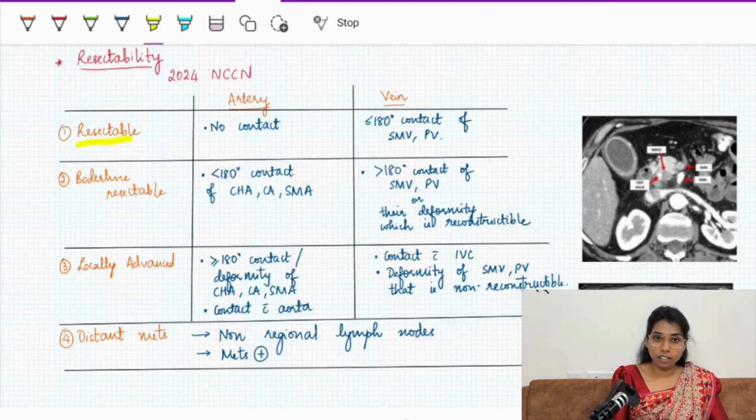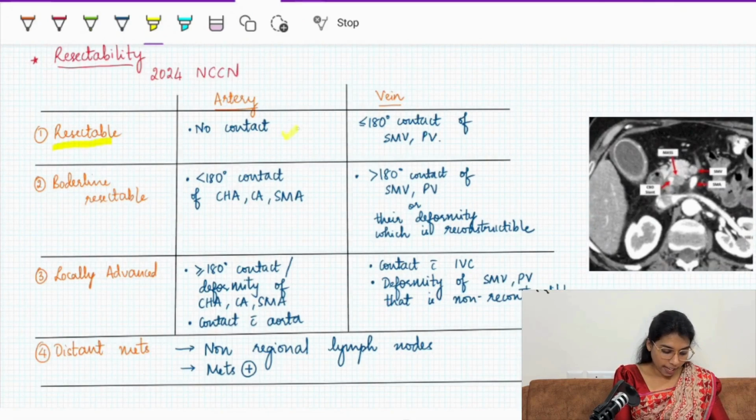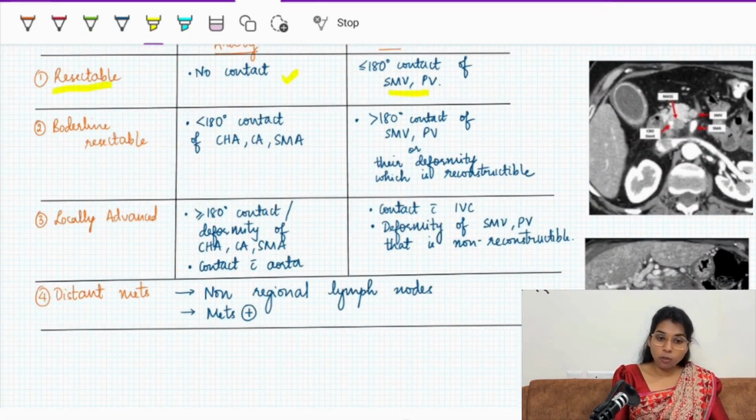If you are saying the PDAC is resectable, it should have no contact with the artery, or no contact with vein, or less than 180-degree contact with SMV or the portal vein. Coming to borderline resectable, we know vein is always first. So it started with less than 180-degree, now it will progress to more than 180-degree contact with superior mesenteric vein or portal vein, right? But the distance of involvement should be less than 2 centimeters.